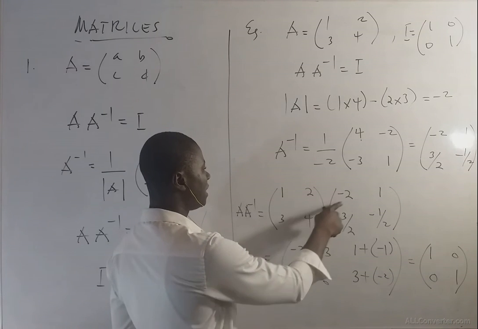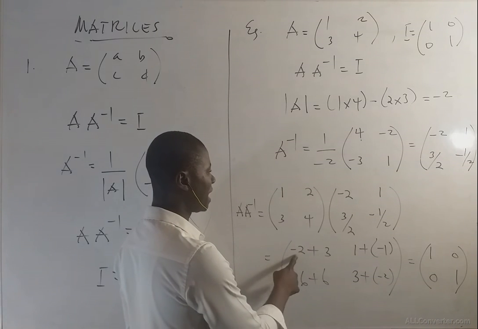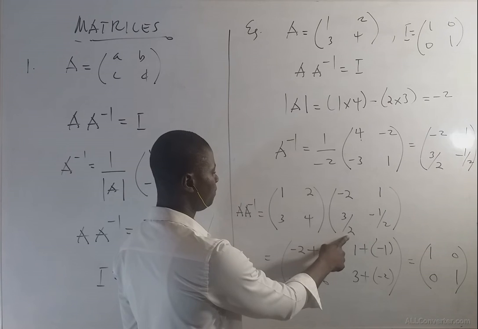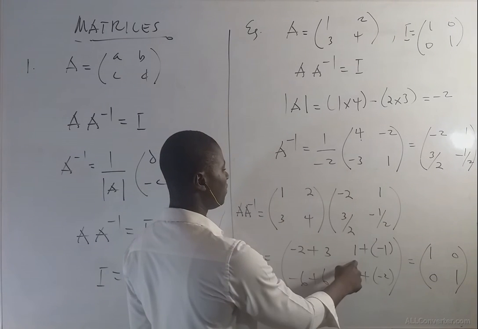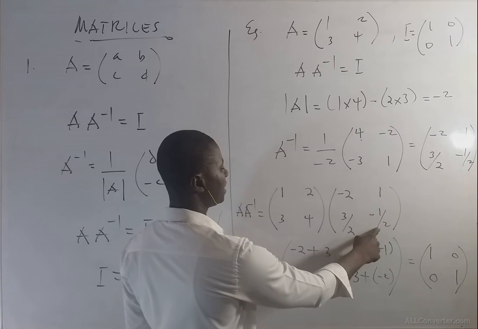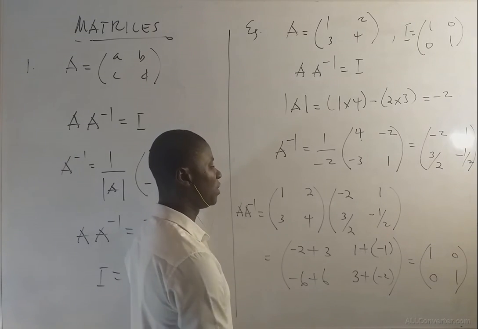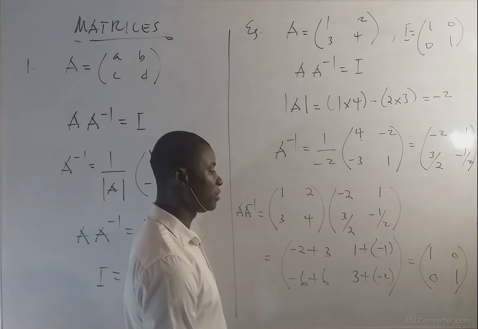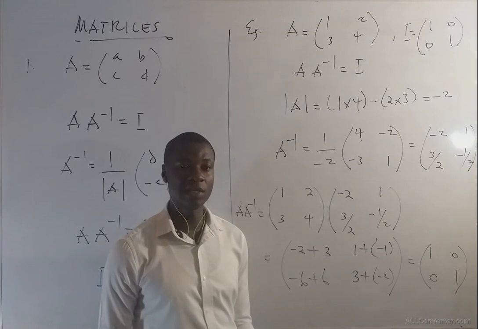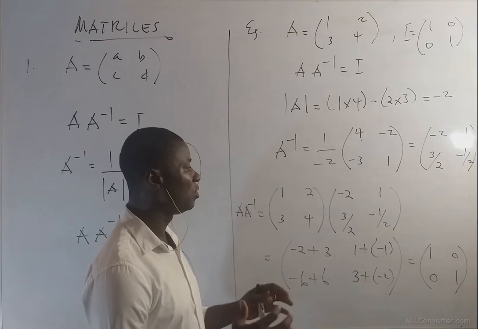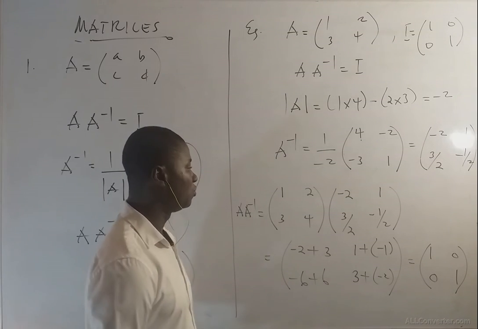Now we have 1 times minus 2, and that will be minus 2, plus 2 times 3 on 2 will give us plus 3. Then we have 1 times 1 will give us 1, plus 2 times minus half will give us minus 1. You can try it out in your own book and see what we are talking about. And that is why I advise you to get your book, get your calculator, get your pen, so that you can also practice what I am teaching you.